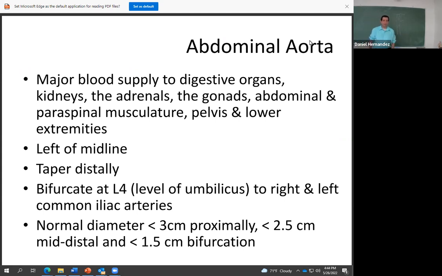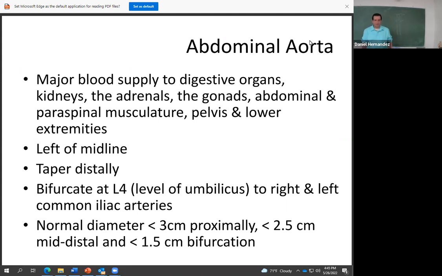So when we look at that proximal aorta, we said it's larger more proximally, so it typically has a normal maximum diameter of 3 centimeters. Middle and distal segments should be less than 2.5 centimeters. And then at the aortic bifurcation, both of those common iliac arteries should measure less than 1.5 centimeters.